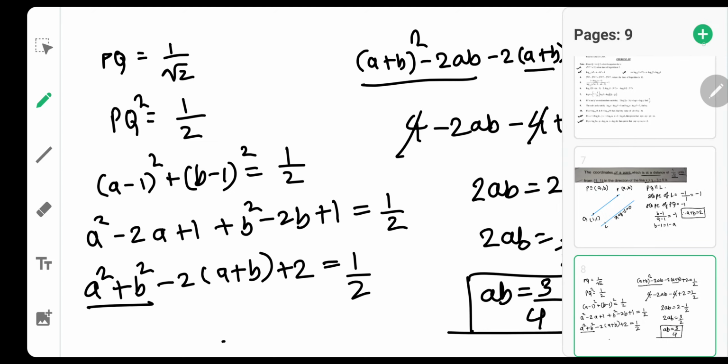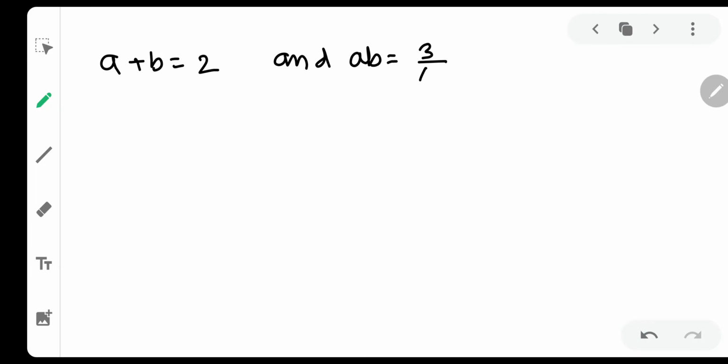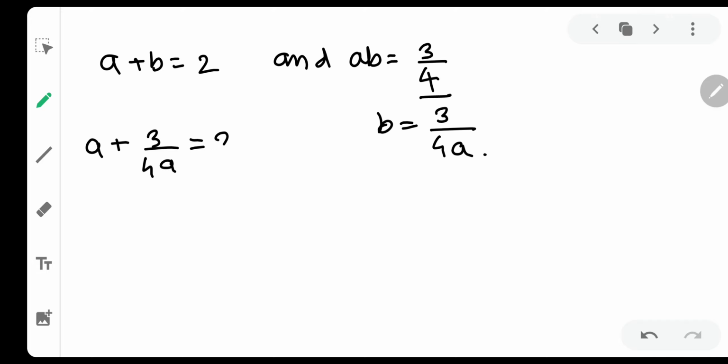So we have two equations now. The equations are A + B equal to 2 and AB is equal to 3 by 4. So we need to find out the values of A and B such that their product is 3 by 4 and their summation has to be 2. Now that is pretty simple. If we do this, B is equal to 3 upon 4A, right? B is equal to 3 upon 4A. So basically we have A + 3 upon 4A is equal to 2.